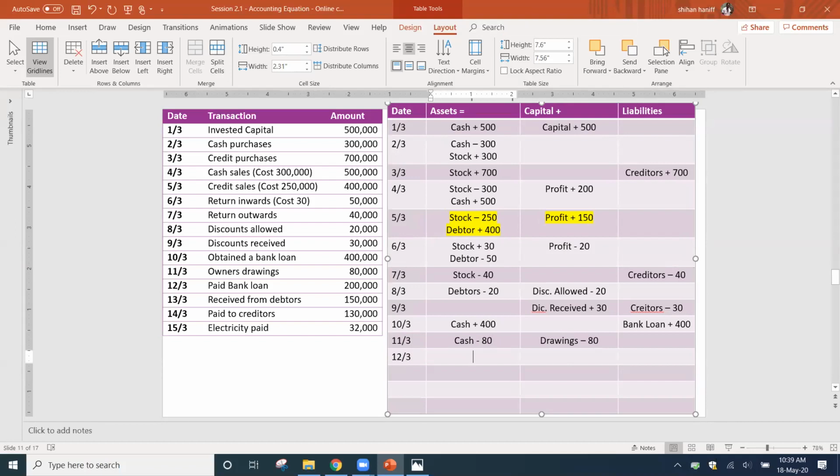12th March, paid bank loan. Then we pay cash 200, and the bank loan liability will decrease by 200. Okay.